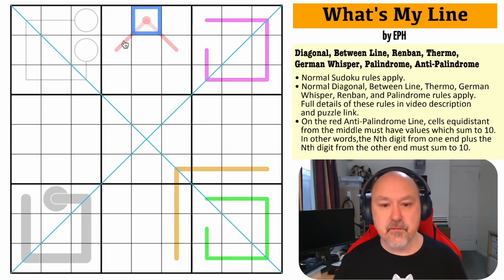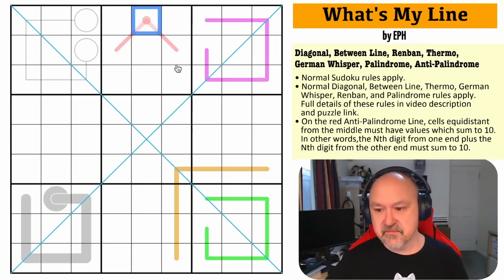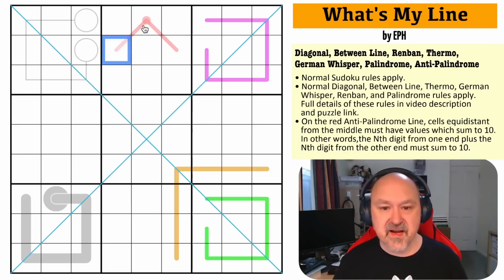This is 2 away from this end. So the cells 2 away from each end added together must sum to 10. So if on an odd length one of these lines, the middle cell doubled must sum to 10, which is kind of a gimme. So anyway, that's the way an anti-palindrome works.